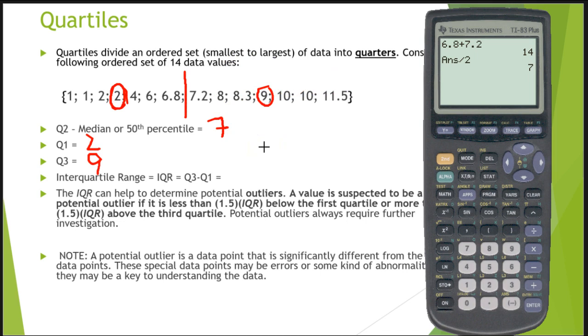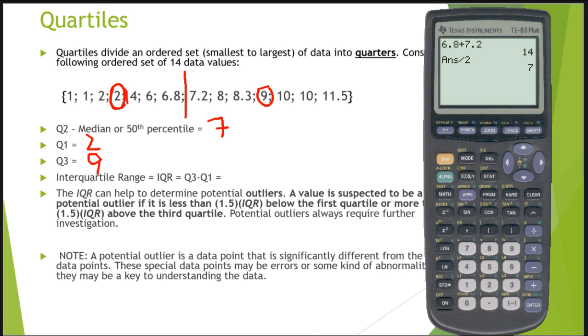Next, let's talk about the interquartile range. So the interquartile range is a number that indicates the spread of the middle half, or the middle 50%, of the data. It's the difference between Q3 and Q1. So the IQR can help to determine potential outliers.